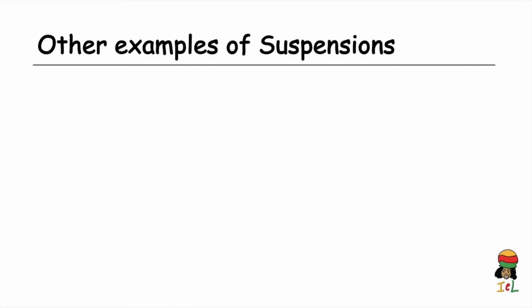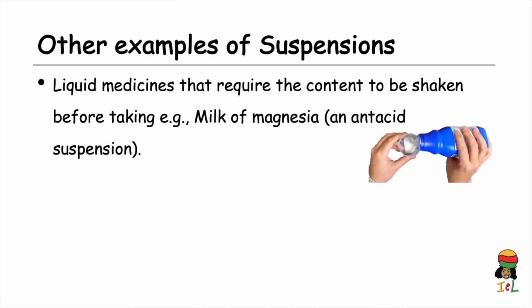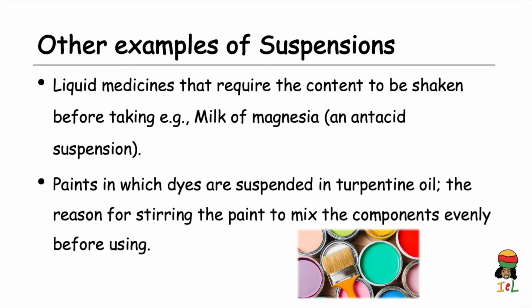Other examples of suspensions include medicines that require the content to be shaken before use. Example, milk of magnesia, which is an antacid suspension. We also have paint mixtures, which have a dye suspended in turpentine oil. The components of these paints are stirred before use to obtain an even consistency.